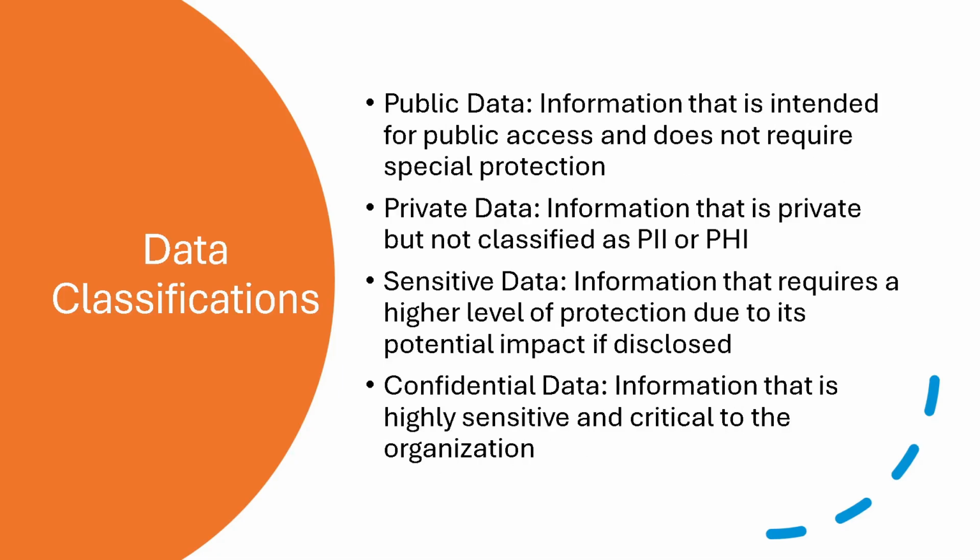Public or unclassified data is information that is intended for public access and does not require special protection. Minimal protection is needed, but integrity must be maintained. Sensitive data is information that requires a high level of protection due to the potential impact if disclosed.